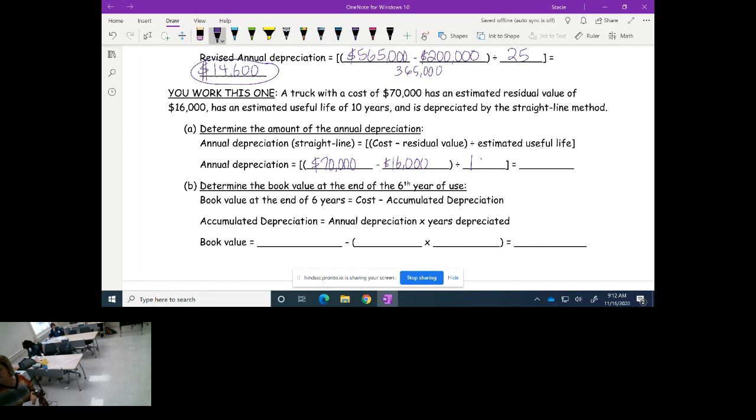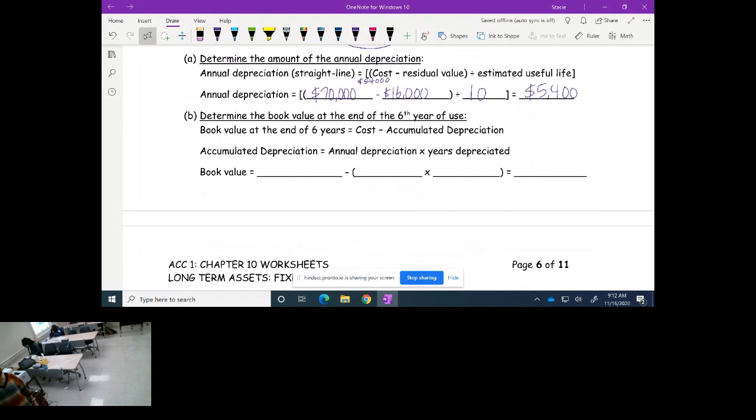Okay, so then we'll divide that by 10 because they said estimated useful life of 10 years. And this is 54,000 if you're doing it in steps. So our annual depreciation is going to be $5,400. All right, so the next step is to determine the book value at the end of the 6th year of use. So the book value at the end of 6 years is going to be your cost minus accumulated depreciation. But we got to figure out what our accumulated depreciation is.